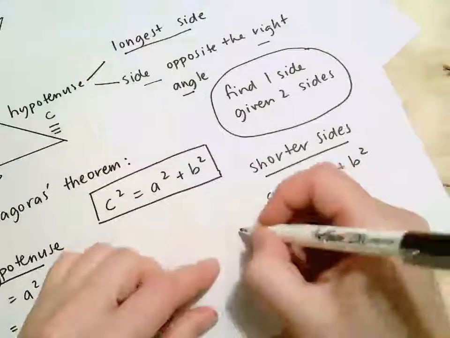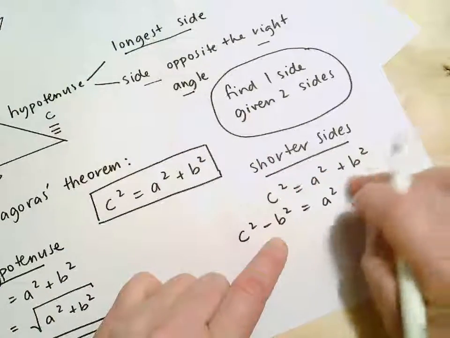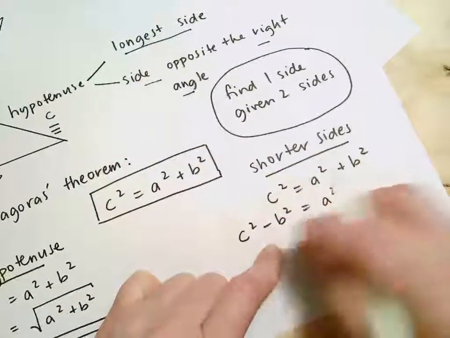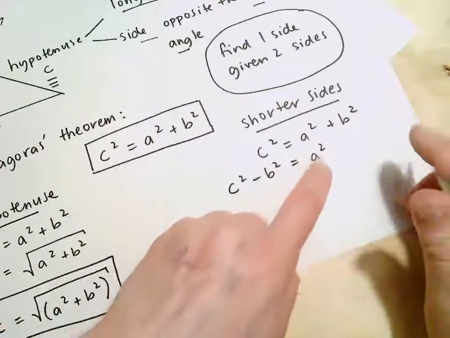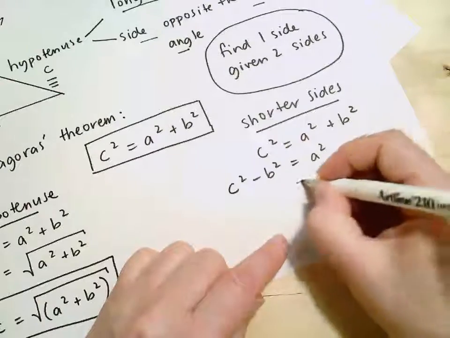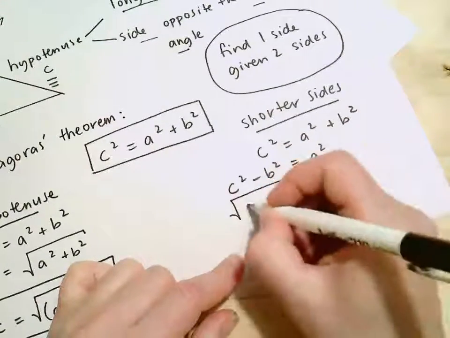this is actually going to become C squared minus B squared, since this was adding B squared. We take it over, it becomes minus B squared. And I'm not trying to find A squared, I'm just trying to find A, the shorter side. Again, I need to get rid of that squared sign by square rooting.